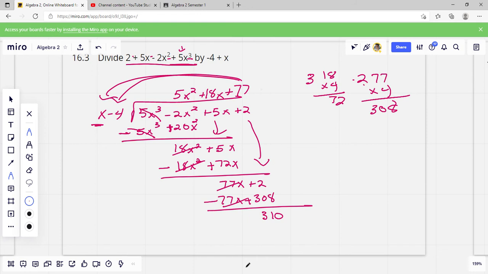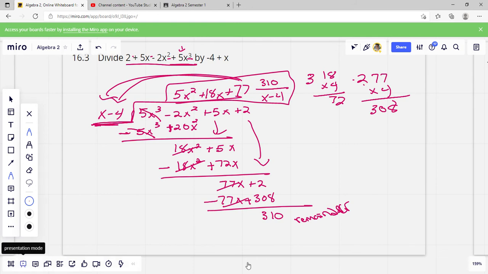So what I do with that is I just turn my remainder, this is a remainder, and I just need to turn that into a fraction. So that would be 310 over my divisor here, which is x minus 4. So your answer would be that: 5x squared plus 18x plus 77 plus 310 over x minus 4.